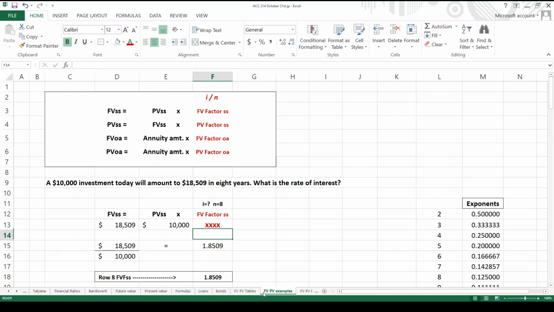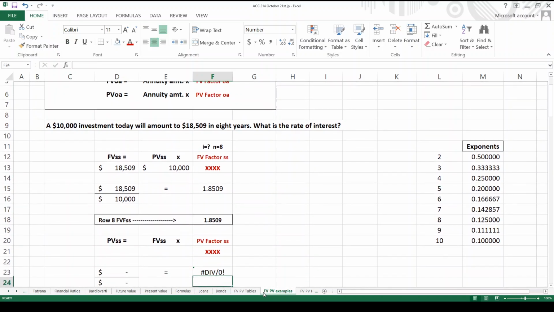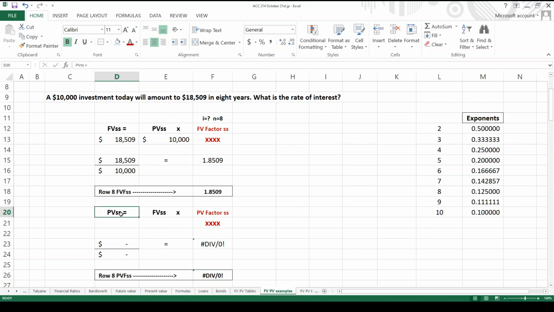Now you could have solved this problem using this equation. The present value of the single sum is equal to the future value times the present value factor. In other words, $10,000 is equal to 18,509 times X. You divide both sides by 18,509 and you get this number here. And you could go to the present value factors for single sums, and we're looking for what? 0.540278. All right, so let's go there.